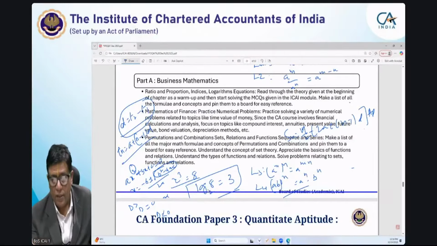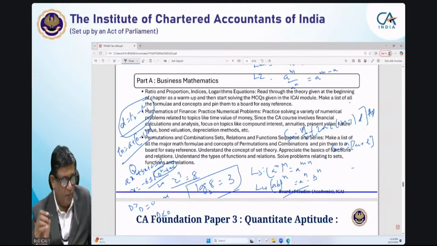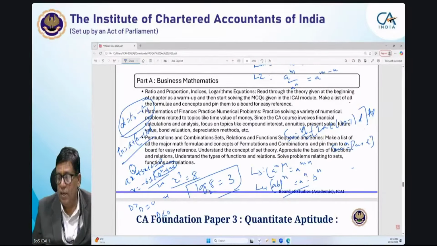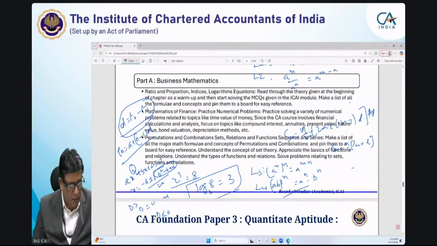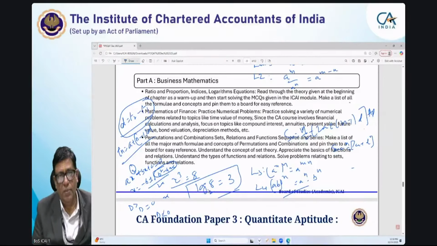If you know the first and last term, Sn equal to n by 2 into a plus L. That is the sum of the n terms of an AP when you know the first term and last term. The next one is a very important set of special results. Sum of the first n natural numbers is n into n plus 1 by 2.